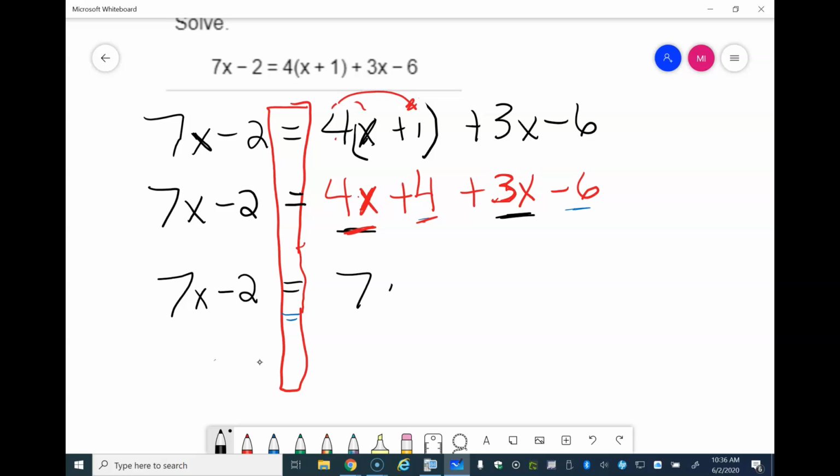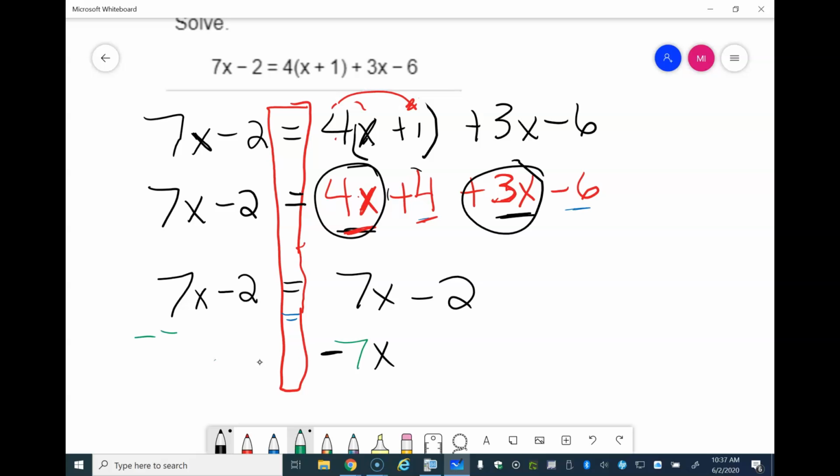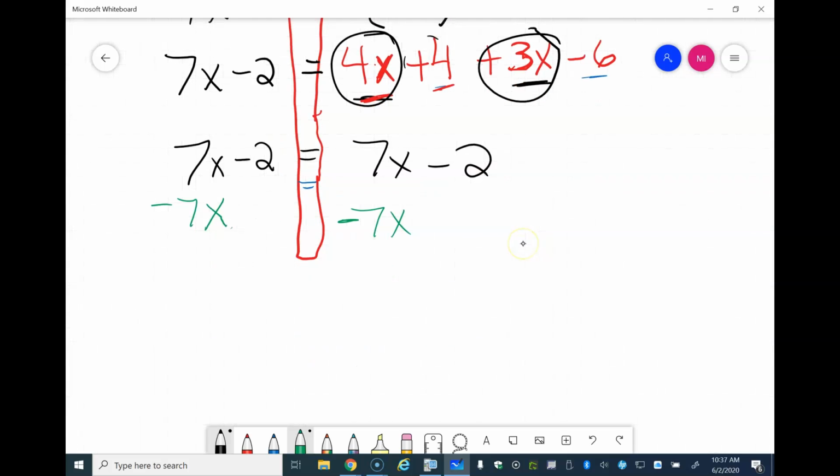So this gives us 7x again. So I'm doing this one and this one together. And then 4 minus 6 gives us minus 2. Now I can do my minus 7x on this side, minus 7x on this side. They still cancel. Then I have negative 2 is equal to negative 2.